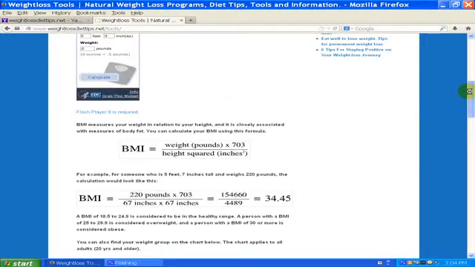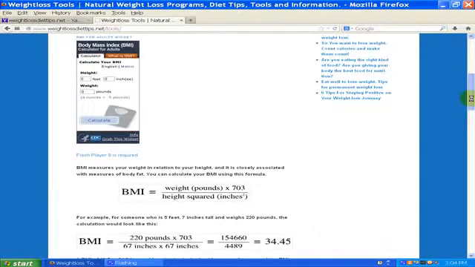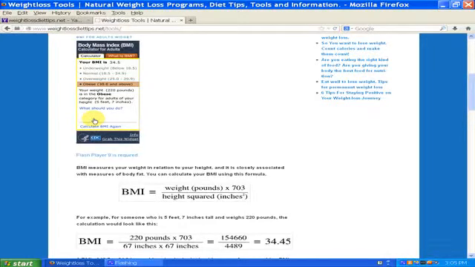What I'd like to do first is use the example found in the formula for figuring out the BMI. In this example, it's for someone who is 5 feet 7 inches tall and weighs 220 pounds. We're going to take that information and feed it into the calculator. Under feet we'll put in 5, under inches we'll put in 7, and under weight, 220. Then simply hit calculate.